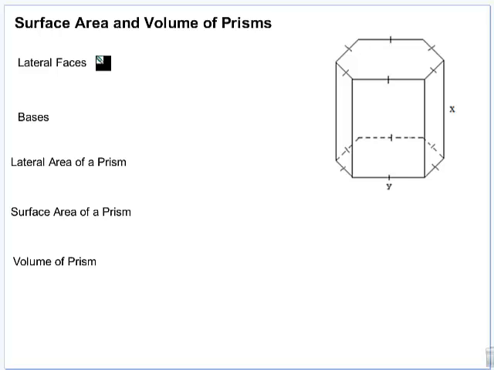Hello, and today we will be talking about the surface area and volume of prisms. First off, in order to be able to find the surface area and volume of prisms, we need to know what the lateral faces are and what the bases are. The lateral faces for all prisms are all the rectangular sides, and they are not the bases.